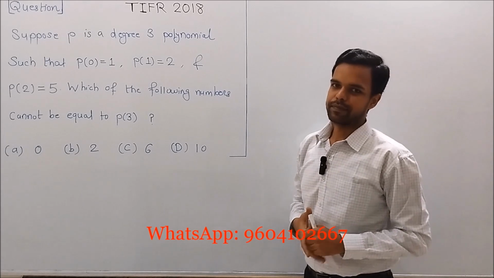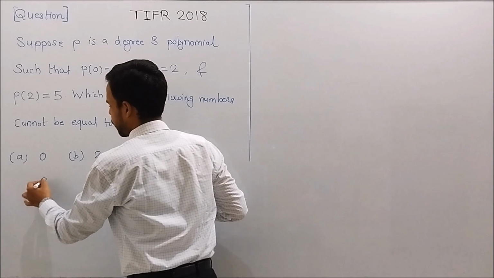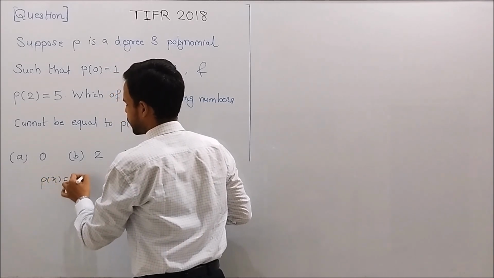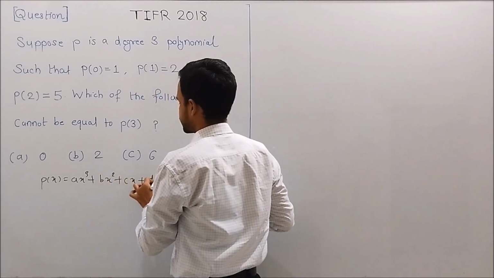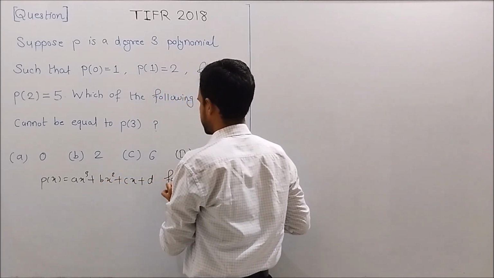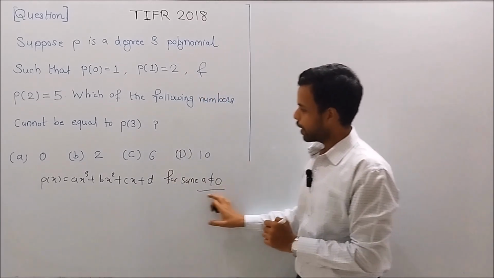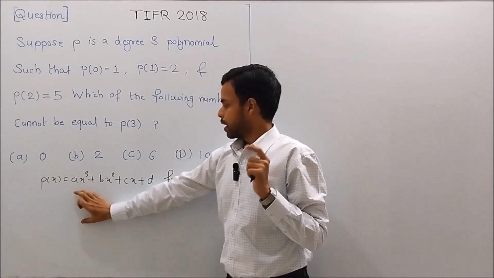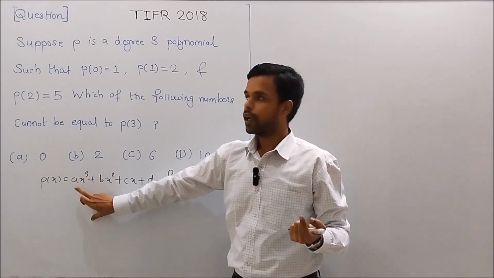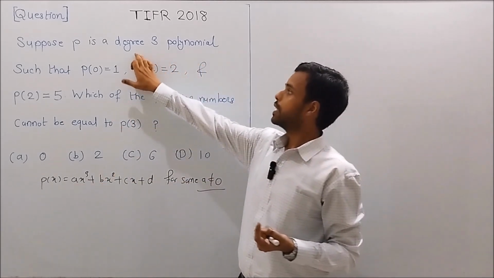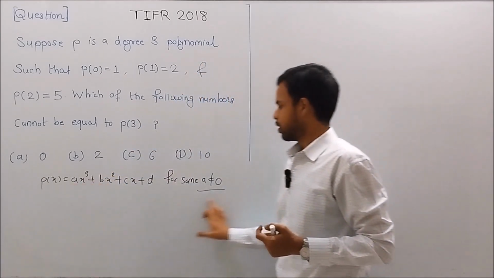So let's begin the solution. We are given that P is a degree 3 polynomial, so it must be of the form P of x equals ax cubed plus bx squared plus cx plus d, for some a not equal to 0. Why a not equal to 0? Because if a equals 0, then it cannot be a degree 3 polynomial, and we are given that P is a degree 3 polynomial. That's why the coefficient a must be non-zero.